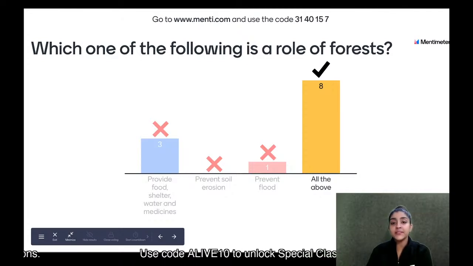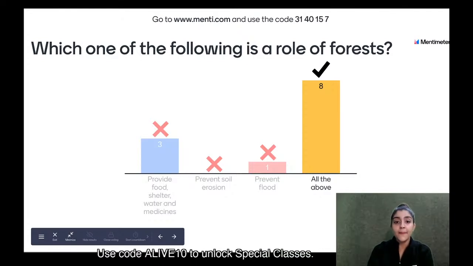Okay, so which one of the following is the role of forest? All of the above, absolutely.